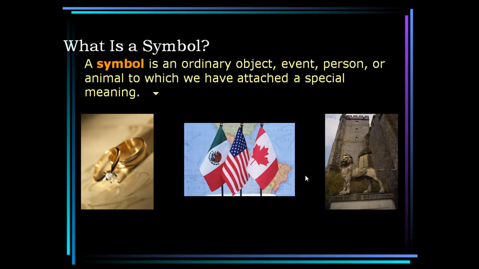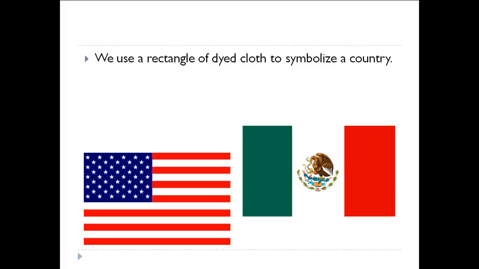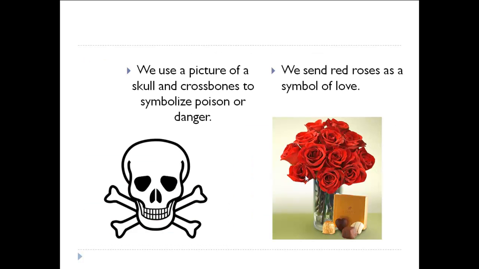As you can see here, the rings stand for marriage, the flag stands for countries, and the lion here stands for courage and strength. Also, these flags, colored rectangles, symbolize a country, the United States or Mexico. Also, as you can see here, the skull and crossbones resemble danger, and the flowers here resemble love.